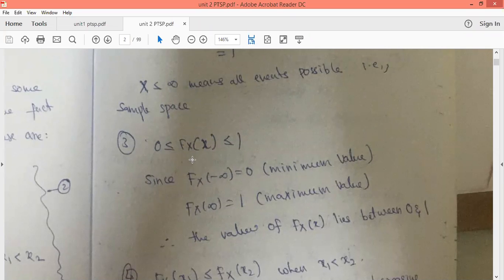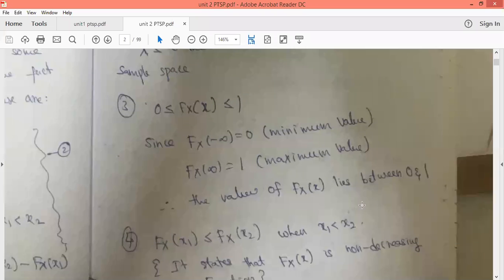It means that the distribution function will be having the value between 0 and 1. Okay, so we have seen that Fx of minus infinity is equal to 0, that is the minimum value. Fx of infinity is equal to 1, that is the maximum value. So it means that the distribution function will be having the value between 0 and 1.